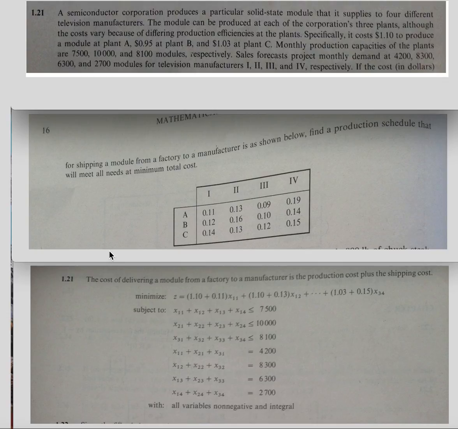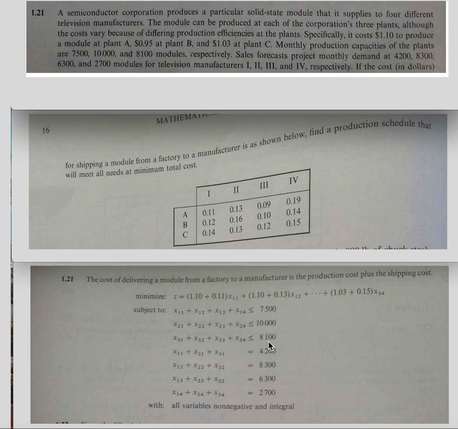Now again, there are 3 plants and 4 manufacturers. The plants have limitations on how much they can actually make. So the sum of all the variables which are x1 comma something has to be less than or equal to the capacity for plant A, which is 7,500. And then all the variables that are x2 comma something have to add up to a number no bigger than 10,000, because that's the capacity for plant B. And finally, all the variables that are x3 comma something have to add up to something no bigger than 8,100, which is the capacity for plant C.